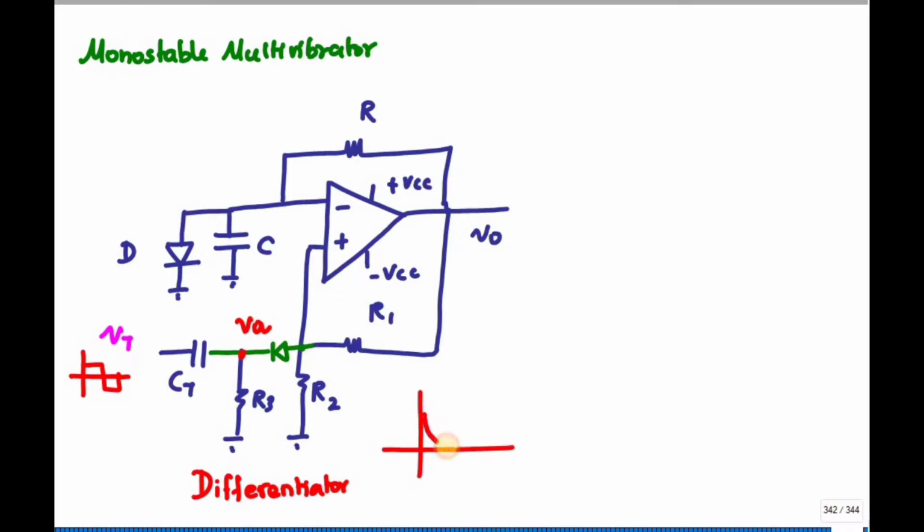Since I have connected a diode here, it will pass only the negative signal. So at this point you have only a negative pulse. This is what you will get at the output. Let me take this voltage as VR.